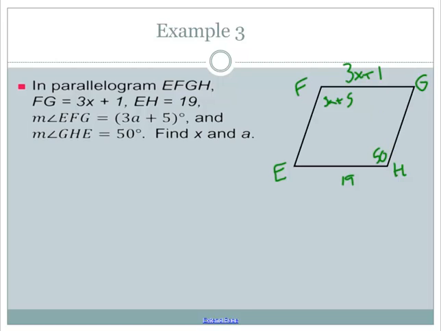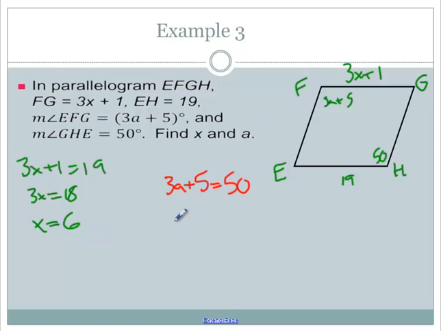So I know opposite sides are congruent. So I know 3x plus 1 equals 19, 3x equals 18, so x is 6. I also know opposite angles are congruent. 3a plus 5 equals 50. So that means 3a equals 45. So I get a to be 15. Now remember, there are some problems where you will have to plug this back in. You will have to find angle measures. This problem's not asking to, so that's okay.